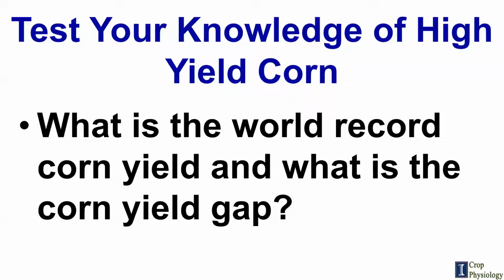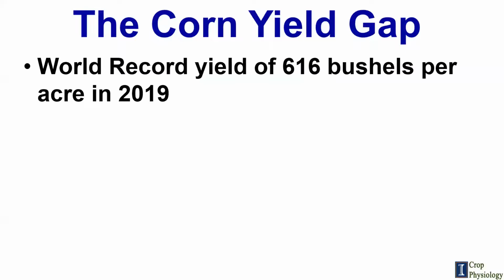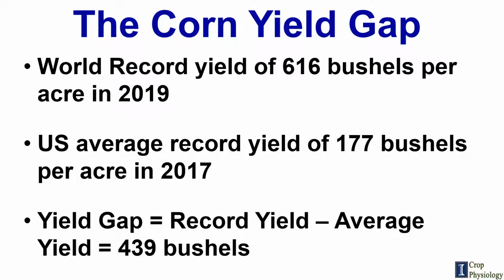Now, you're all off the hook today because we're virtual. If we were there in person, I'd pick somebody out of the crowd and try to get them to guess. But today I am going to provide the answers for you. So the world record yield of corn was 616 bushels per acre, and that was back in 2019. The US average record yield is 177 bushels, and that was back in 2017. So the yield gap is the record yield minus the average yield, which is 439 bushels.